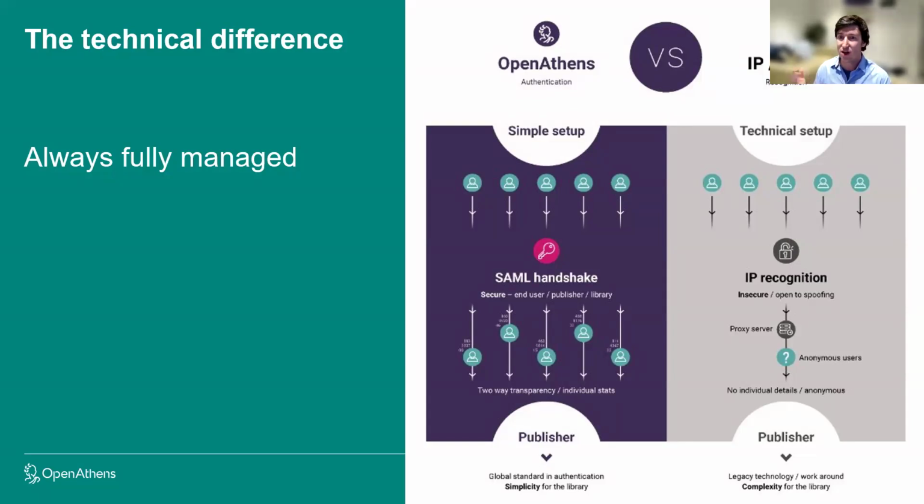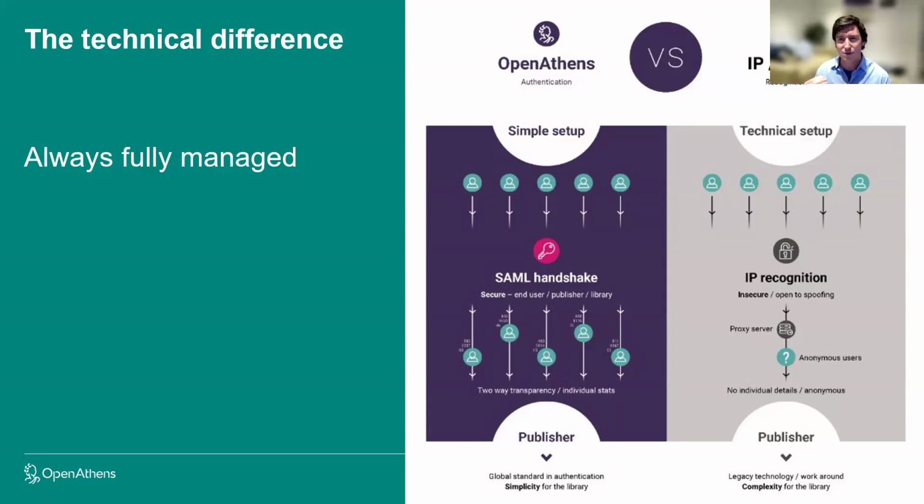Not many other sectors, I would say, rely upon IP as a method of recognition, as that is all it is. And yes, there are some user benefits that come with using SAML that you won't get with IP that I'll touch on. In the SAML handshake, these users stay as individuals throughout the process, and it gives that kind of two-way transparency between the publisher, the library and the user. I will stress the user's identity is kept anonymous, so we're not telling publishers who is who, and we'll touch on that again a bit later.